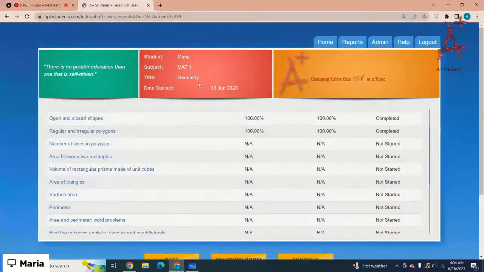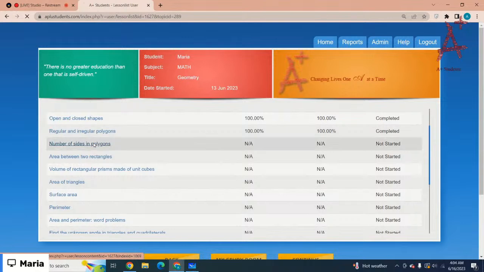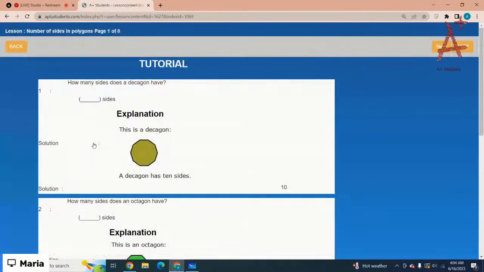Here I'm on grade 5 math. The chapter we're working on is geometry. Let's start with the next lesson, that is number of sides in polygon. How many sides does a decagon have? A decagon has 10 sides. Got it? Deca means 10. So a decagon has 10 sides.